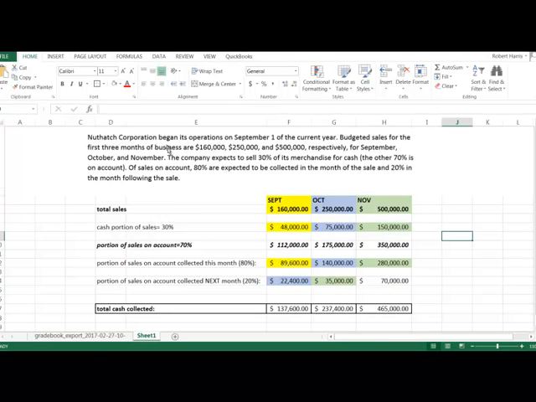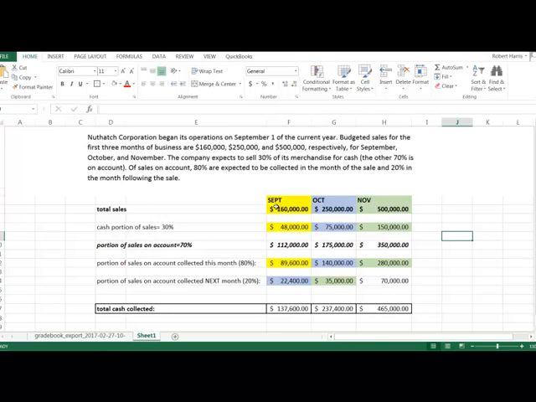Budgeted sales for the first 3 months of the business are $160,000, $250,000, $500,000. That's for September, October, and November respectively. So the company expects to sell 30% of its merchandise for cash. The other 70% is on account. Of the sales on account, 80% are expected to be collected in the month of the sale and 20% in the month following the sale.